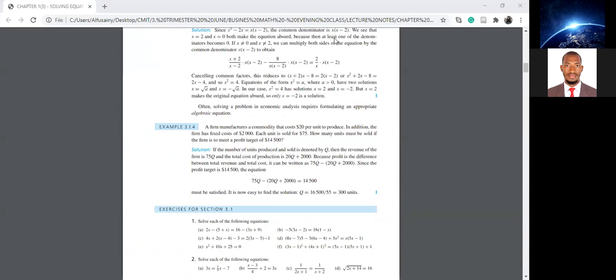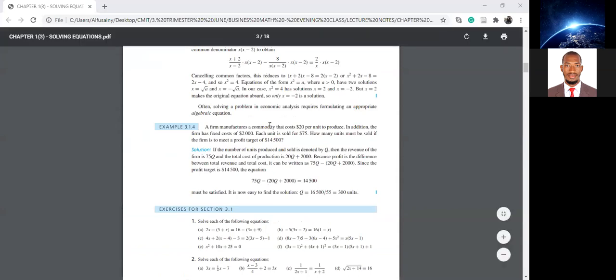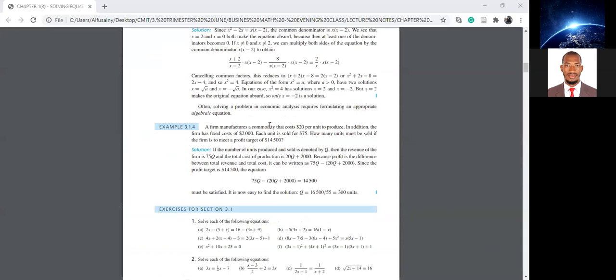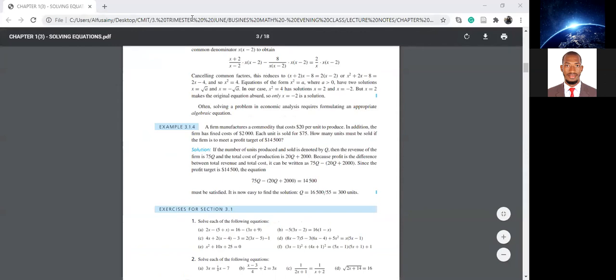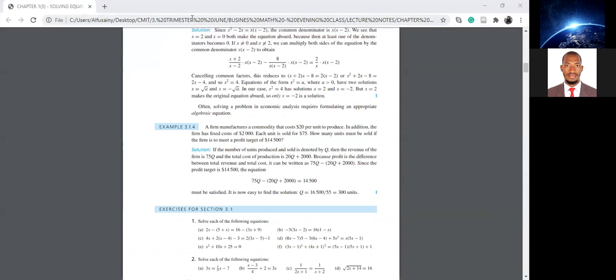All right. So we have example 3.1.4. It says that a farm manufactures a commodity that costs $20 per unit to produce.